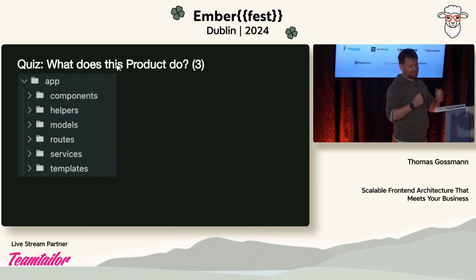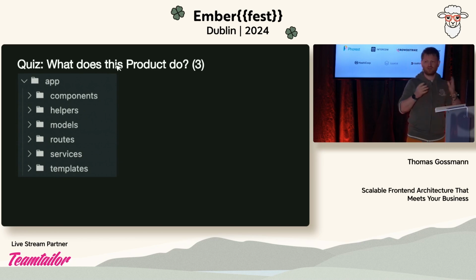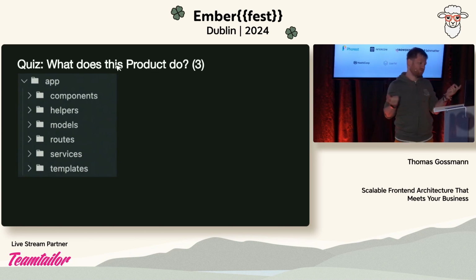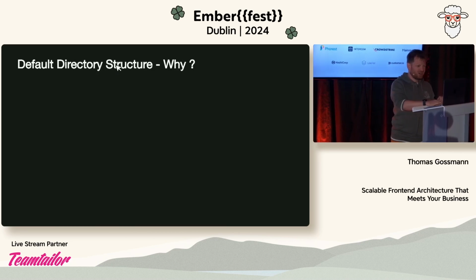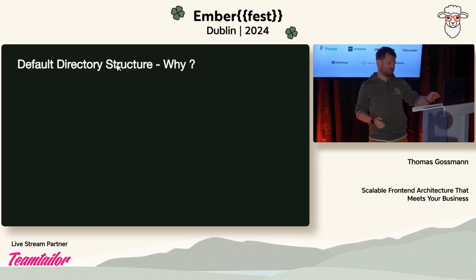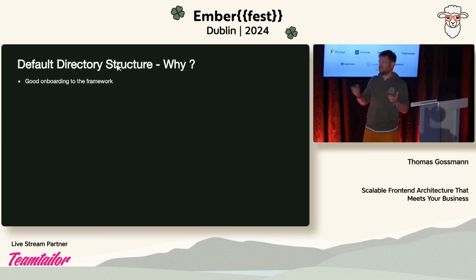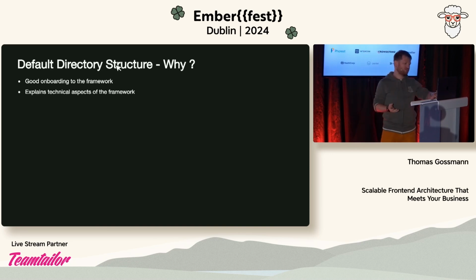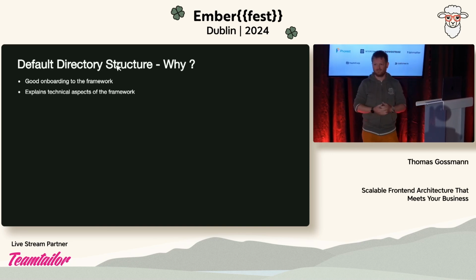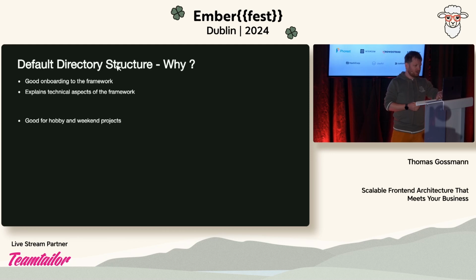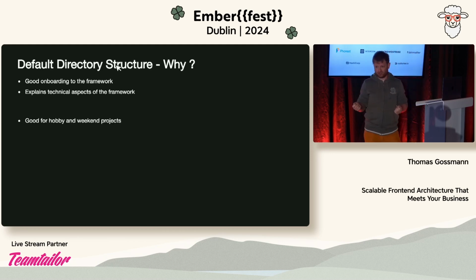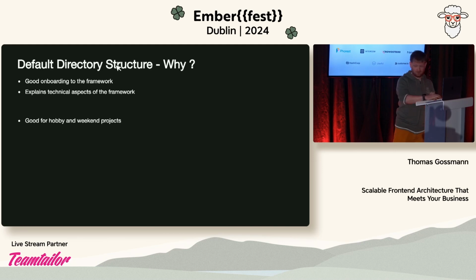So yeah, this is obviously the default directory structure for Ember. And not only Ember, but also other frameworks come with default directory structures. And why are they like that? Why do they have this? The first thing is that it's good for onboarding, for the frameworks to explain the technical aspects that are the citizens of these frameworks. And it's also good to start your hobby project or weekend project. But if you have hundreds of components in one folder, it gets really messy, and it's hardly scalable beyond that.